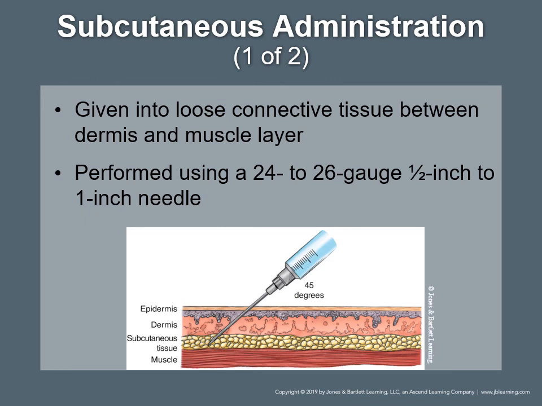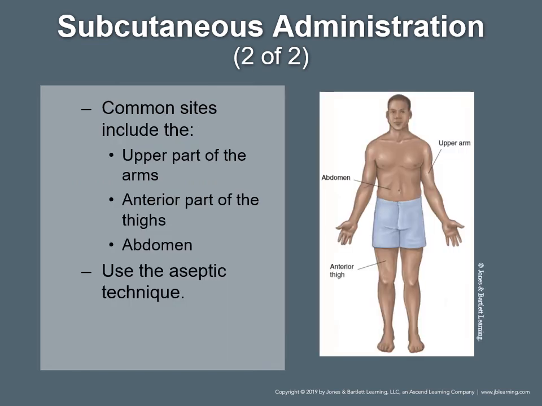Subcutaneous administration. It is given into loose connective tissues between the dermis and the muscle layer. Volumes of a drug administered subcutaneously are usually 1 milliliter or less. The injection is performed using a 24 to 26 gauge, 1/2 inch to 1 inch needle. Common sites include the upper part of the arms, the anterior part of the thighs, or the abdomen. Patients who take insulin injections usually vary the sites of multiple injections.